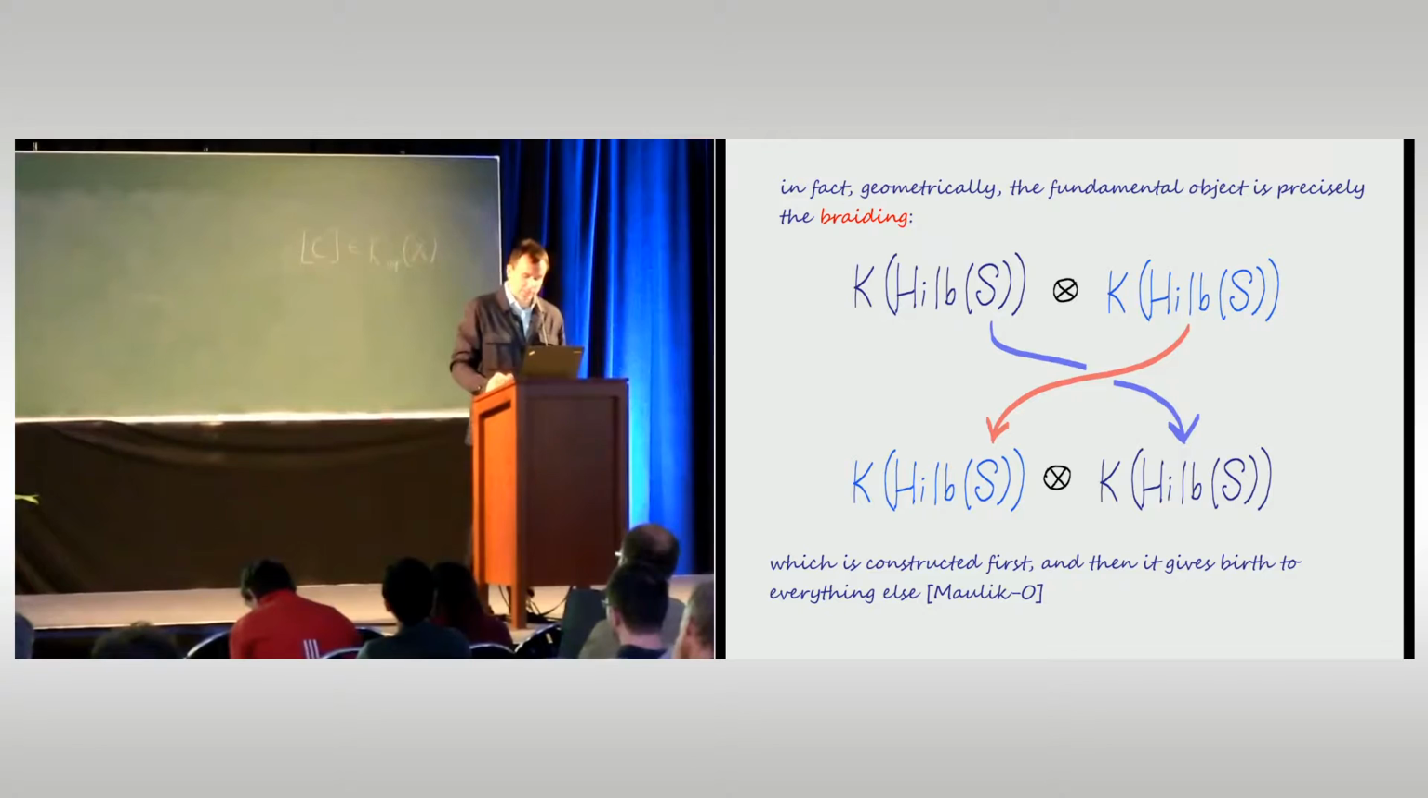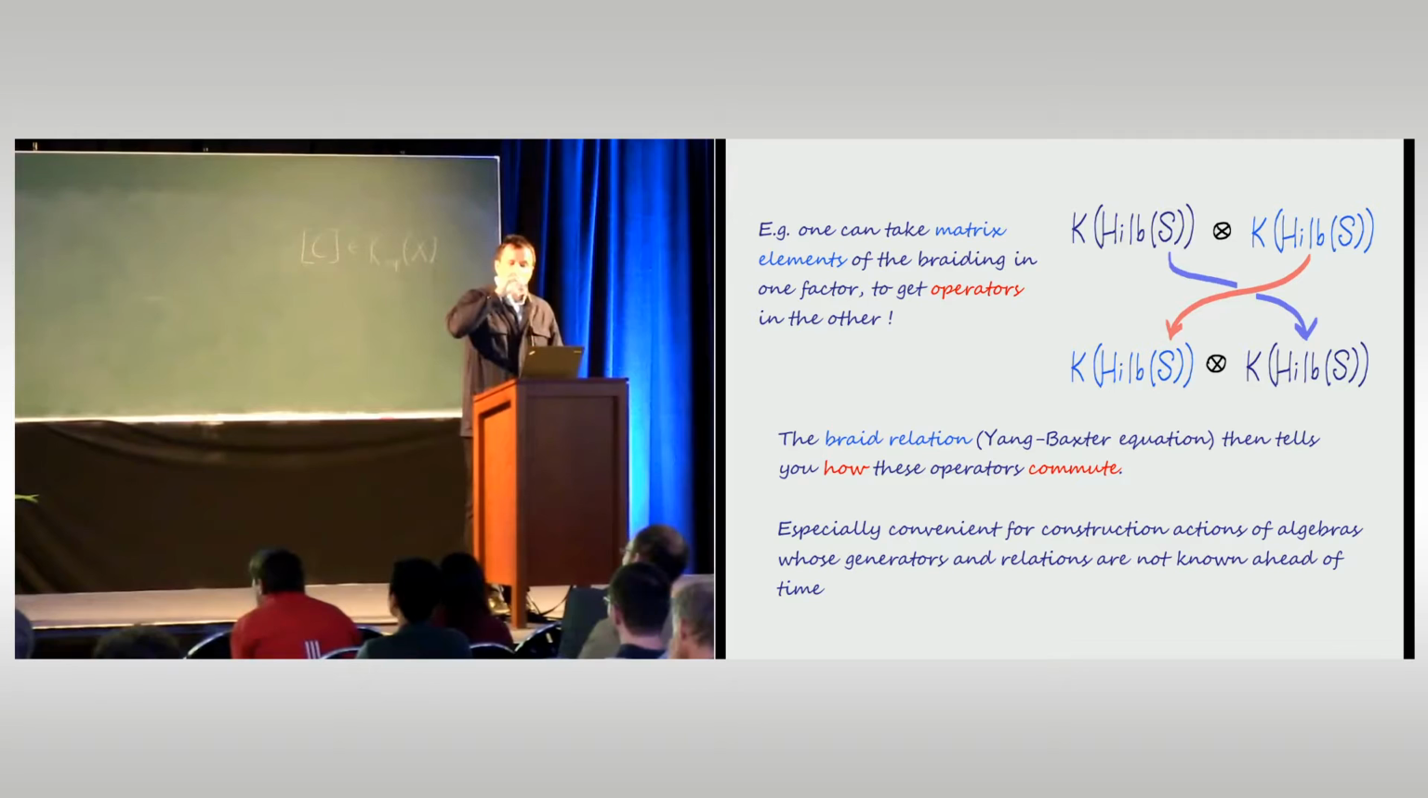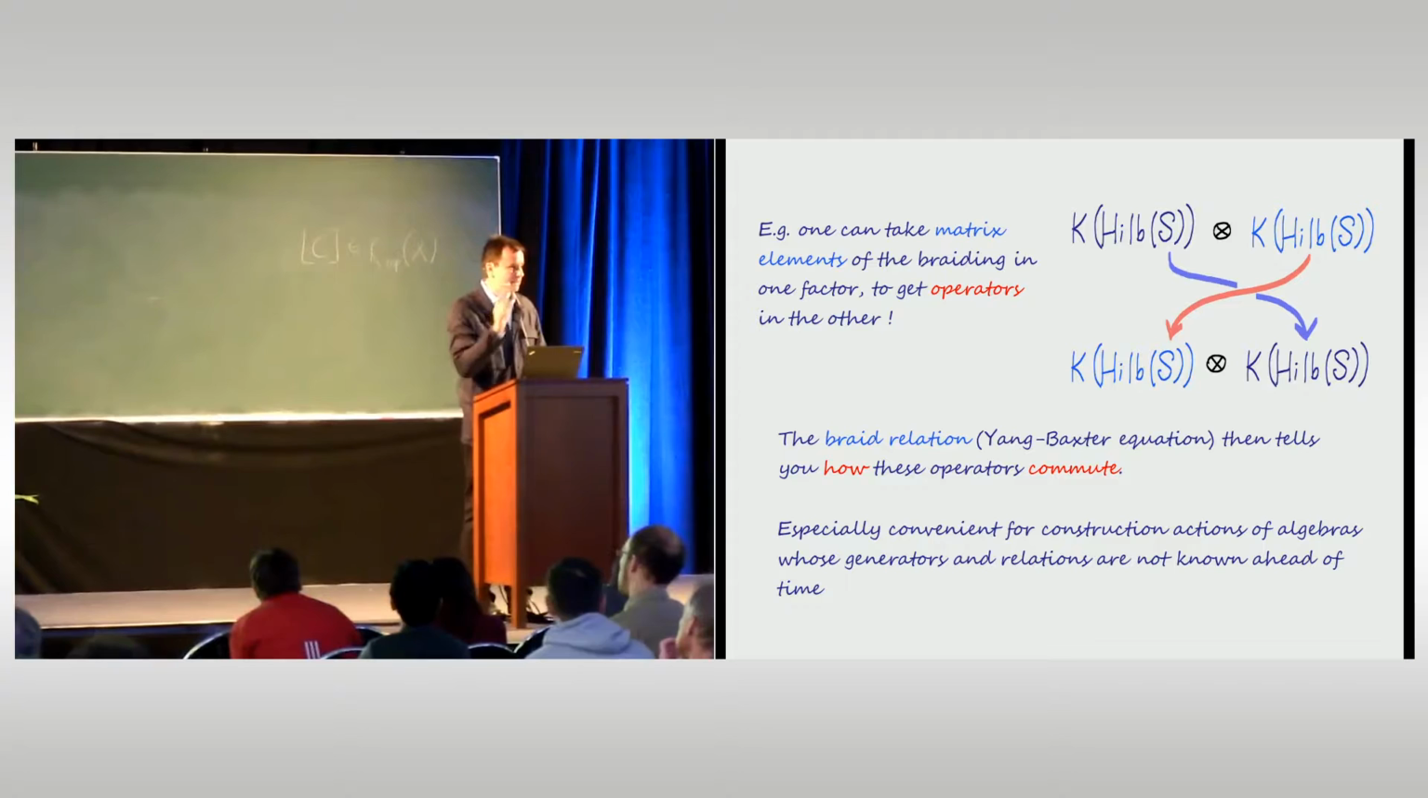And how does this work? If you want 25 cents worth of that, suppose I have an operator in the tensor square of some space to itself. Then the simplest thing I can do is to take matrix elements in one space and get operators in the other. So one operator in the tensor product gives you infinitely many operators in each factor by just taking matrix elements. Does that make sense? And moreover, you know ahead of time how these will commute, because it's precisely the braid relation that will tell you how these operators commute.